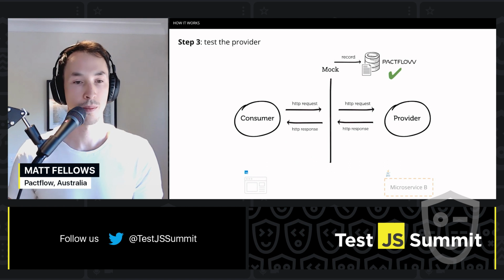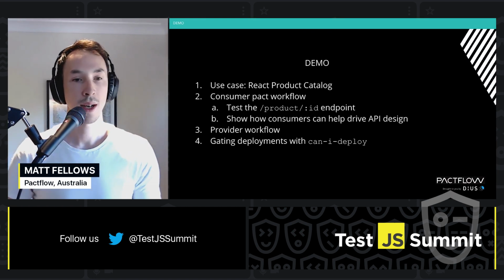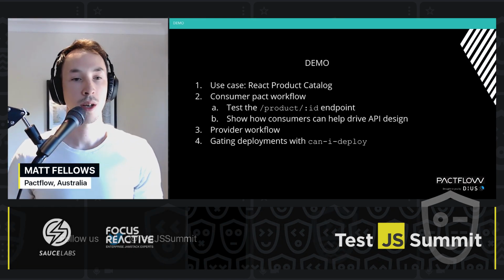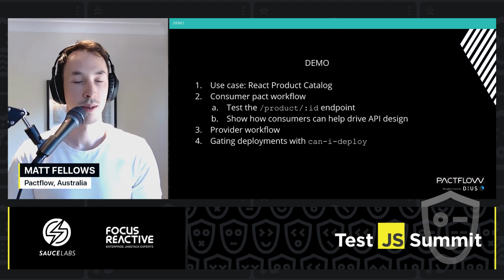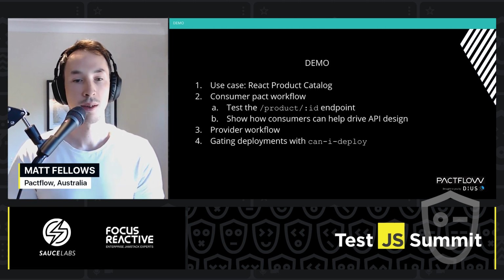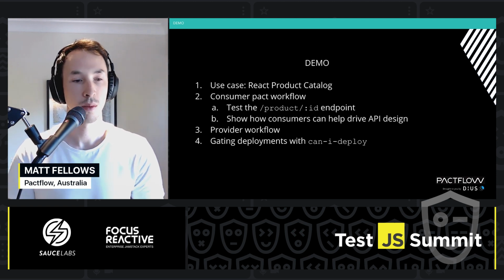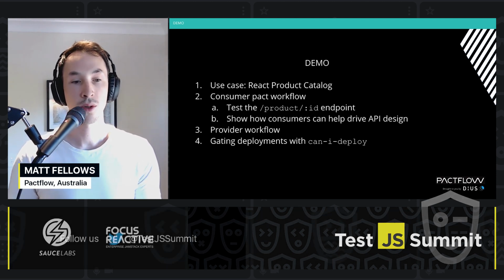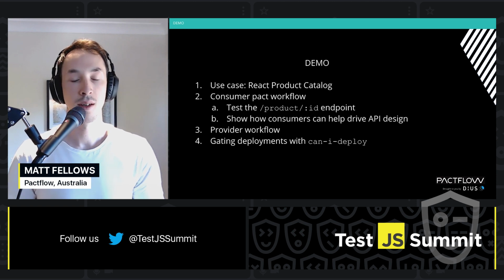Okay, so we're now going to get into our demo. We're going to use a React product catalog website that talks to an Express.js backend as our example. We're going to test the product/ID endpoint and show how consumers can help drive the API design. We're going to look at the provider workflow. We're also going to look at how we can gate releases with a tool called Can I Deploy? So let's look at the application.